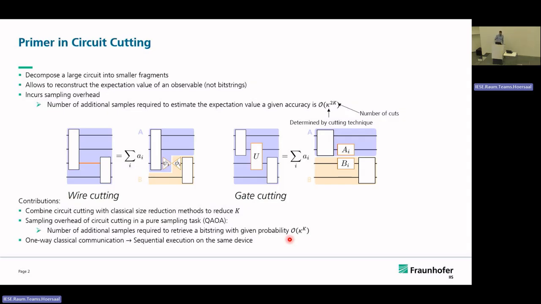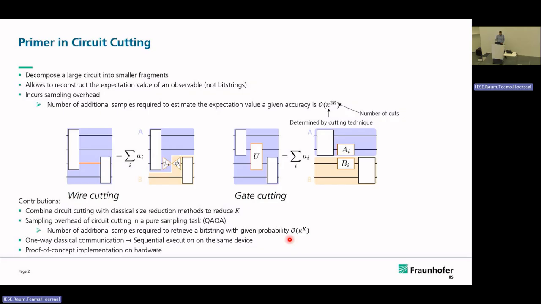That's the point here. We combine two cutting techniques such that we have only one-way classical communication. I already mentioned that. That allows us to do the whole sampling on one device where we run the circuit partitions sequentially. We do not need two quantum computers working in parallel with a real-time communication link, but can really use one device and sequential execution of circuit batches.